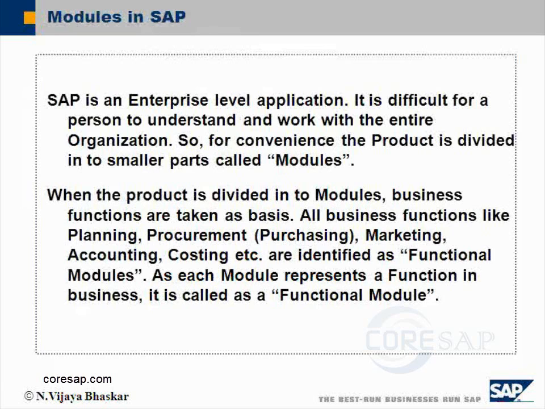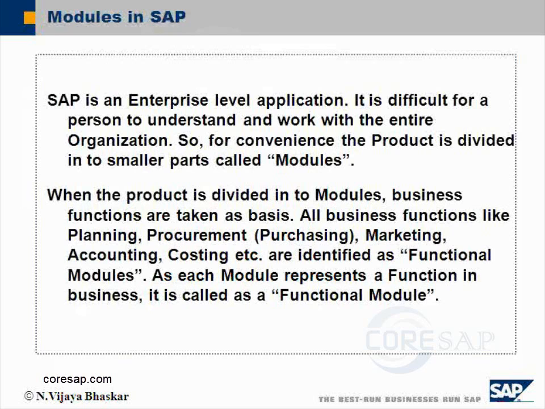But when they divided this into smaller parts, they have taken business functions as the basis. We know there are several functions in business, like planning is a function, production is a function, accounting is a function. Every business function is identified as a module here, and that is the reason why we call them functional modules. Right, guys? There are around 50 functional modules in the current version. Of course, they are not all very big like FICO and other functional modules like MM and SD. There are so many smaller modules.